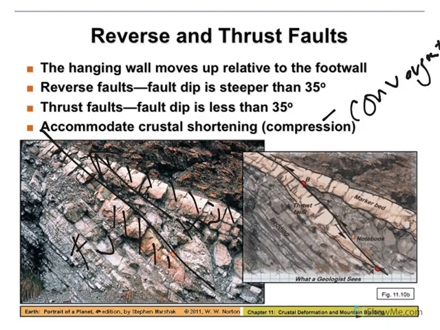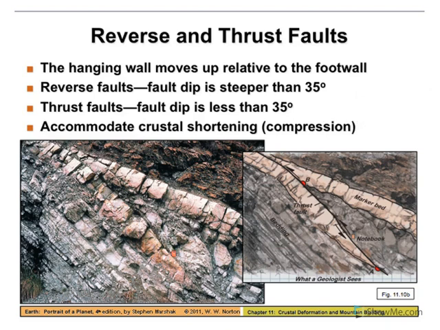Right, when I'm pushing two blocks together, this one's going to have to pop up in order to relieve the stress. That's a reverse fault. Now, a thrust fault has the same kind of motion, but what makes it different is the actual angle. On a thrust fault, the actual angle of the fault line has to be less than 35 degrees.